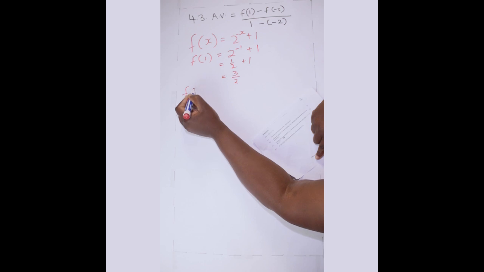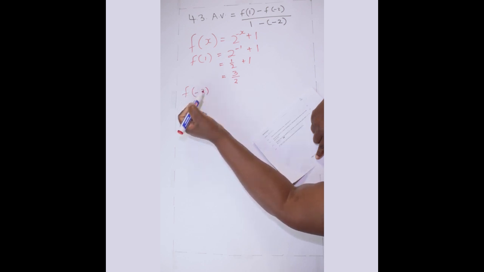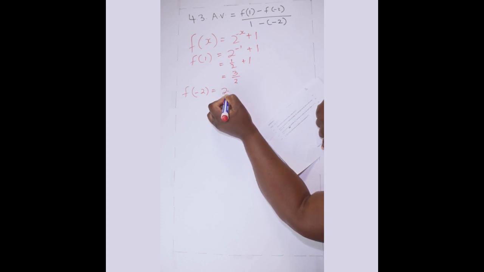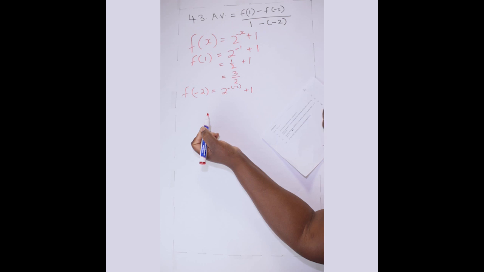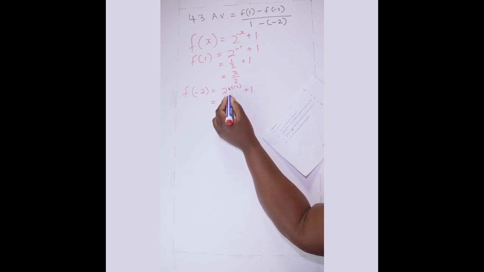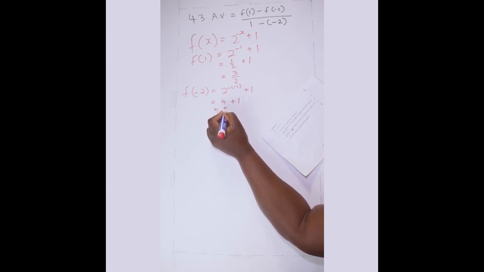While your f of minus 2 is going to be 2 to the minus (minus 2) plus 1. So you substitute your x by minus 2, and you're going to have 2 to the exponent 2, which is now 4, because a negative times a negative will give you a positive. So it's 4 plus 1, which will give you a 5.